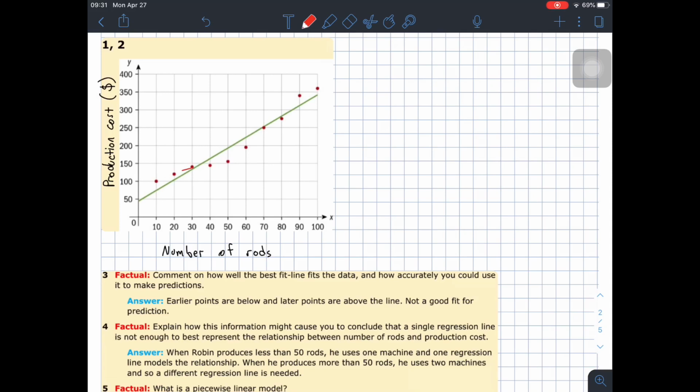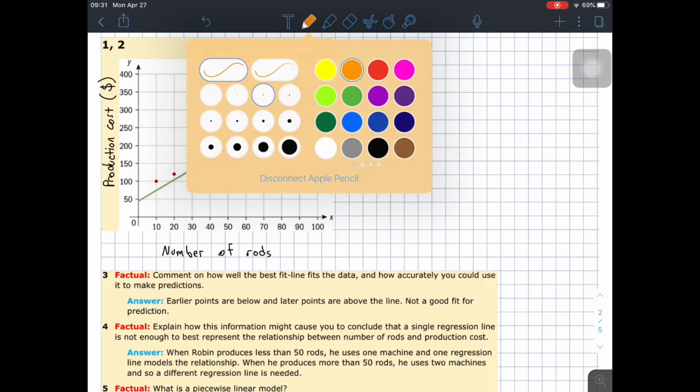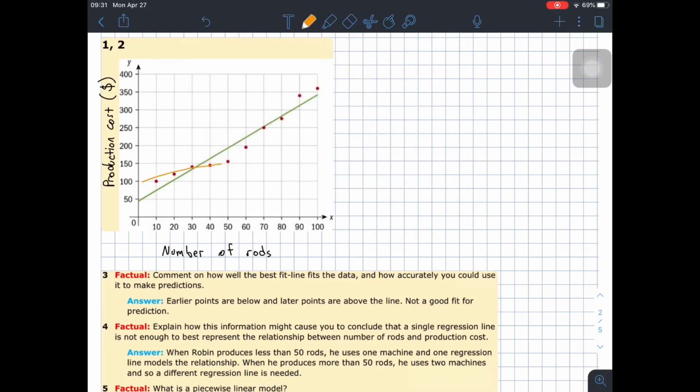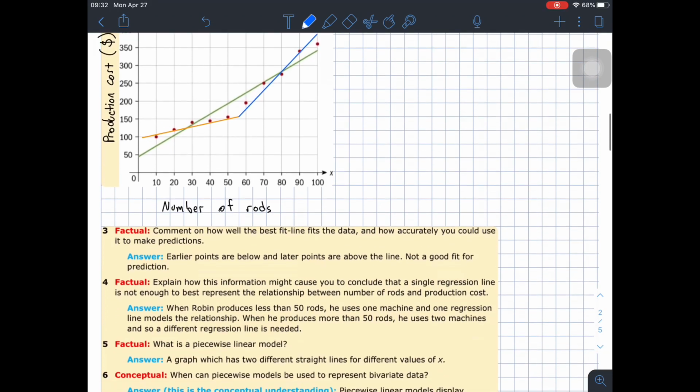For example, if this earlier points that we have here, you see that they kind of follow a different pattern from the ones up here. You see that if I kind of do a trend line here between the lower points, I'll get something like this. And then for the upper points, I can get something a little bit steeper, right? Maybe something like that. Okay, so you see that these two lines serve better for prediction purposes. Okay, so let's keep on reading this.